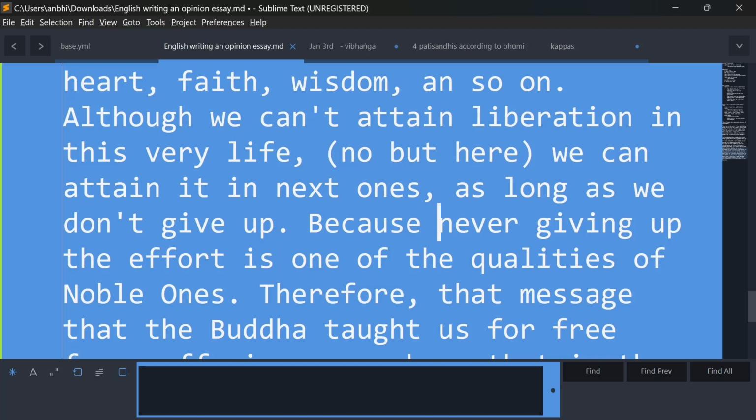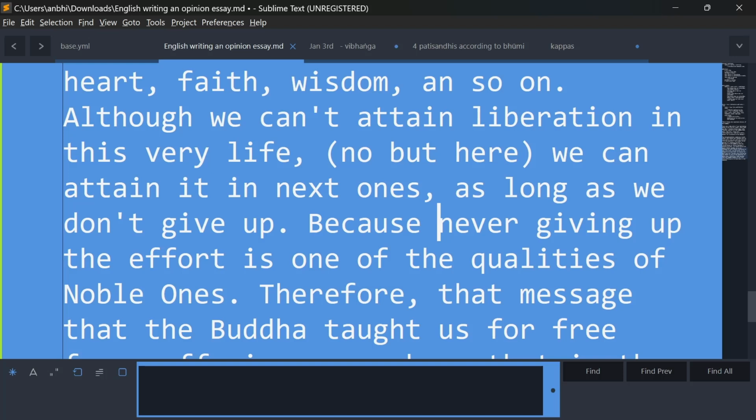Why didn't the article come? Why is there no article? Where? Effort? Because never. Yeah. The never. No. Because never giving up the effort is one of the qualities of noble ones.